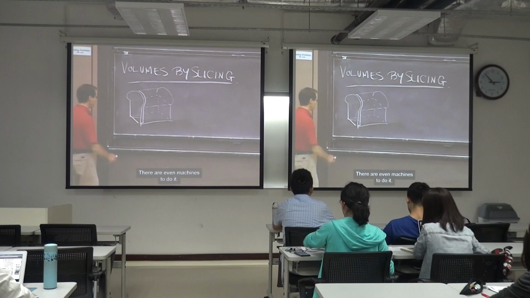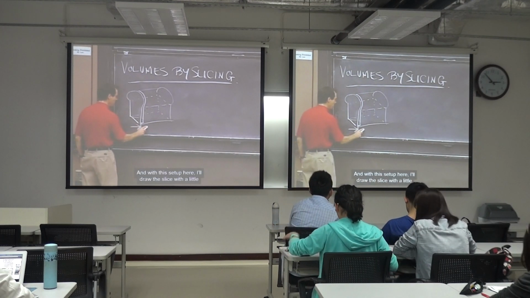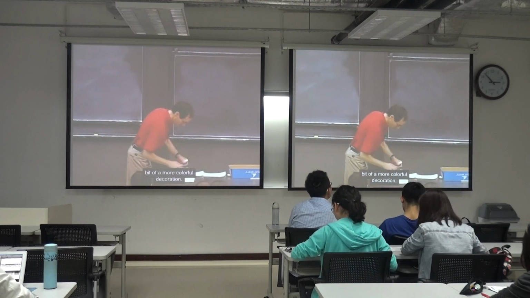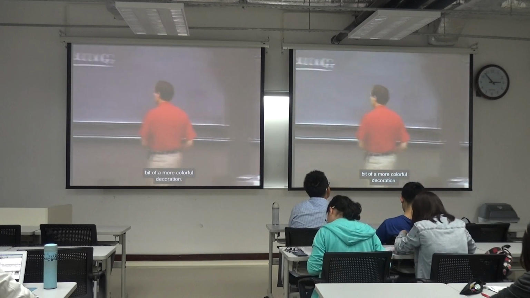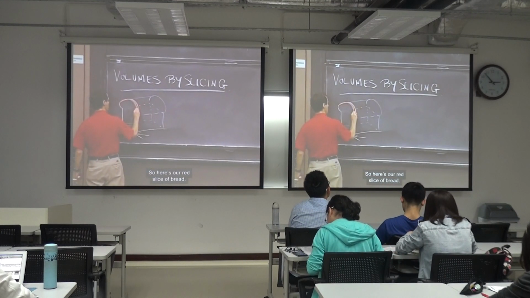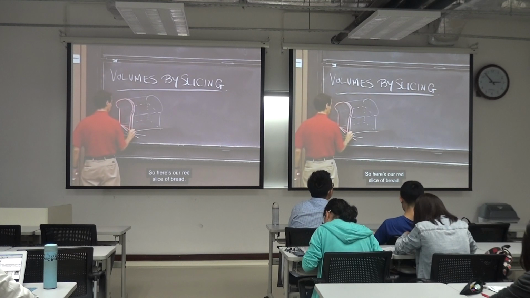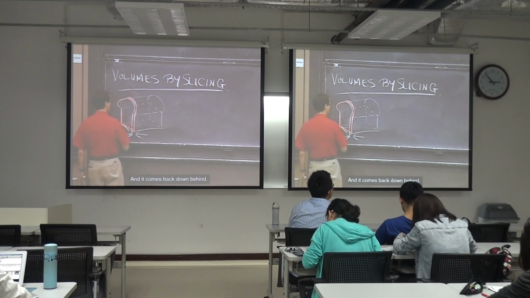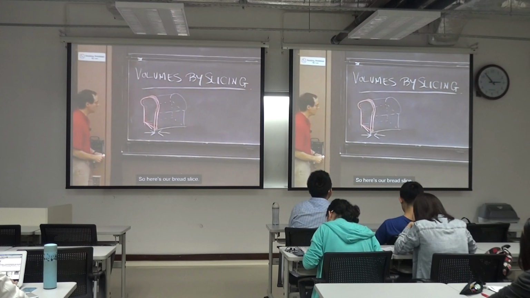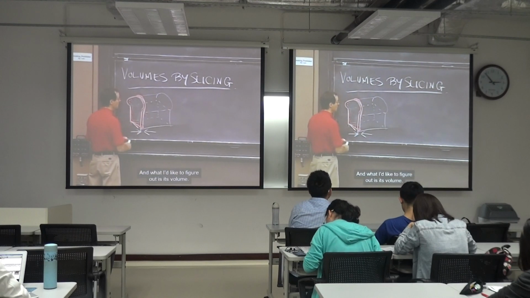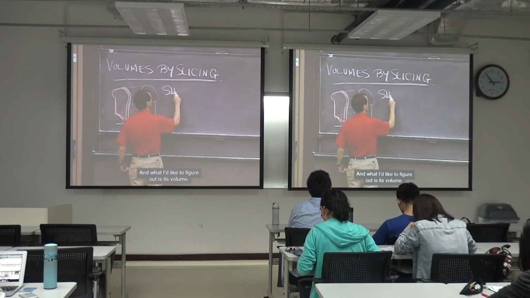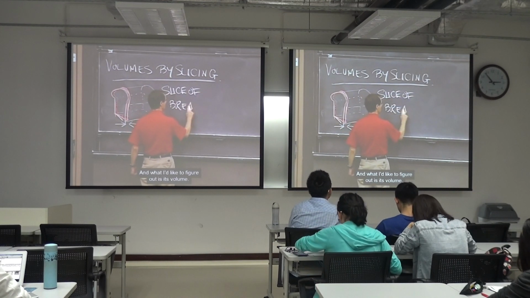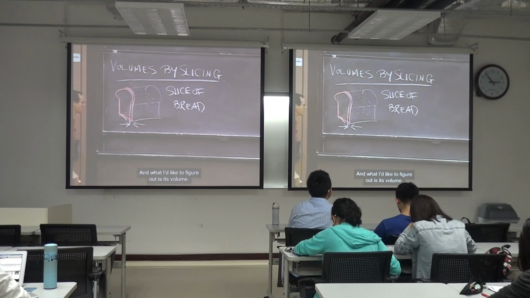There are even machines to do it. And with this setup here, I'll draw the slice with a little bit of a more colorful decoration. So here's our red slice of bread. It's coming around like this, and it comes back down behind. All right, so here's our bread slice. And what I'd like to figure out is its volume.